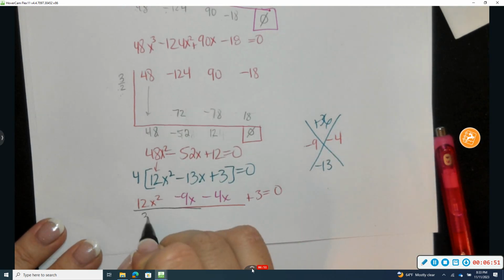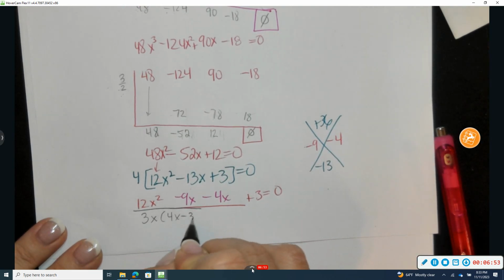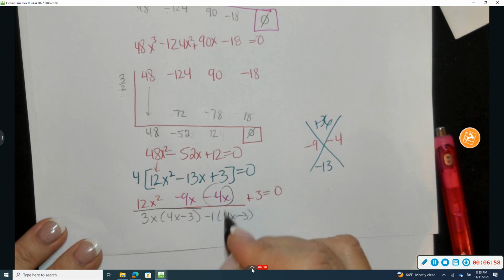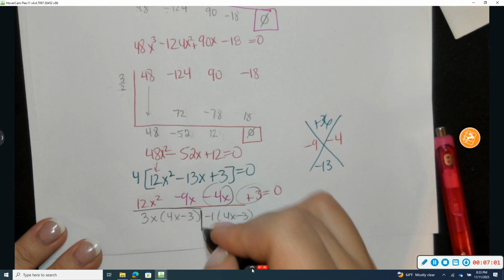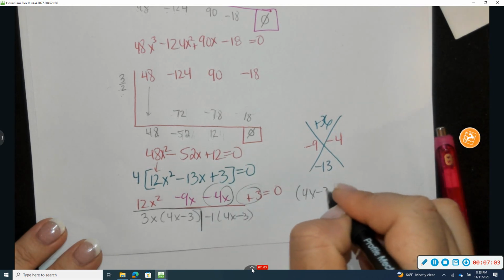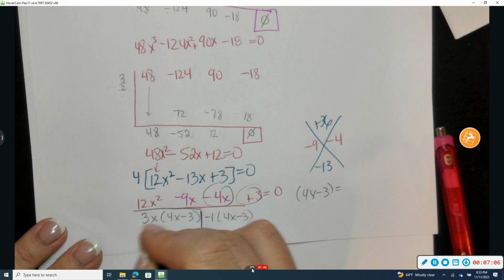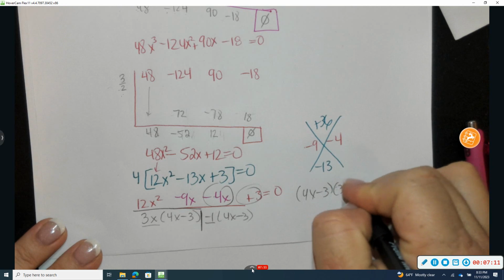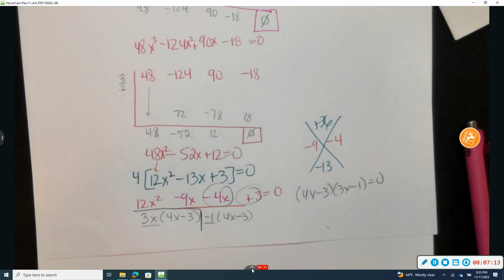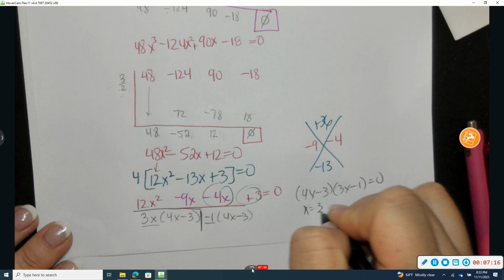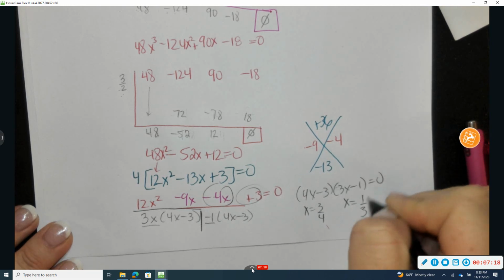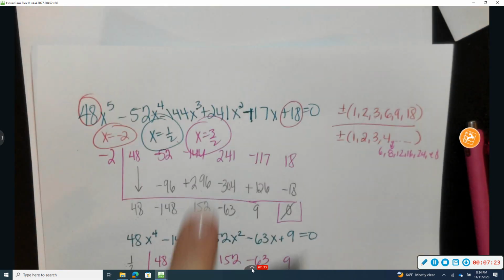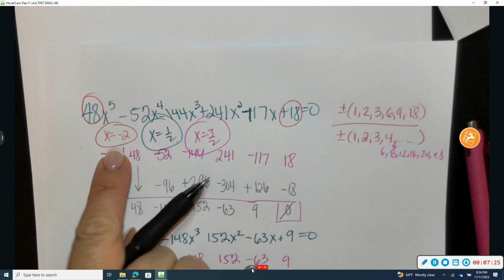What can I factor out? A 3x, and I'd be left with 4x minus 3. 4x minus 3. Minus 1 will give us negative 4x. Minus 1 will give us a positive 3. So the front and the back both contain 4x minus 3 and 3x minus 1. So I have two factors. I'm going to set each equal to 0 and solve. I end up with a positive 3/4 and a positive 1/3. So here are two solutions, 1/3 and 3/4, along with 3/2, 1/2, and negative 2.